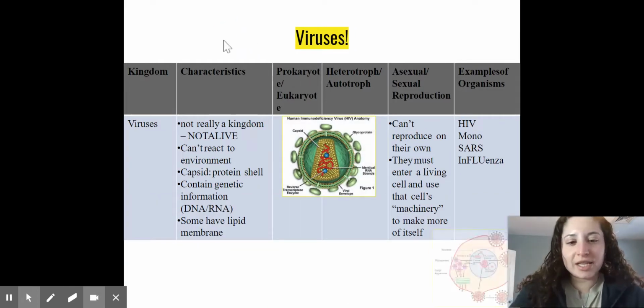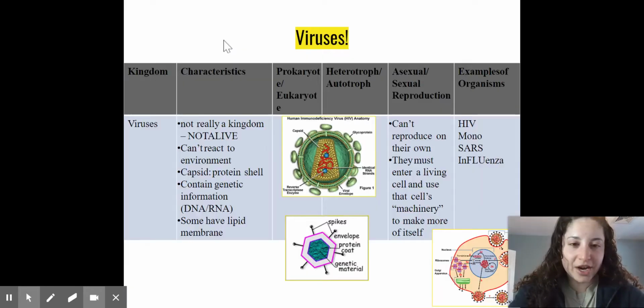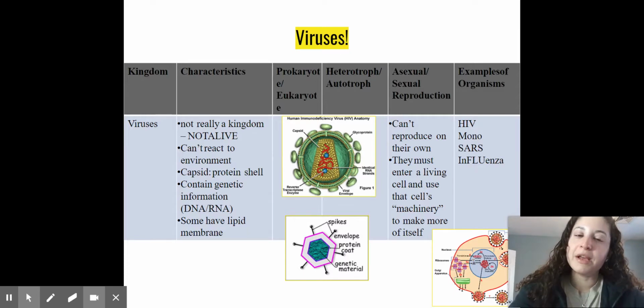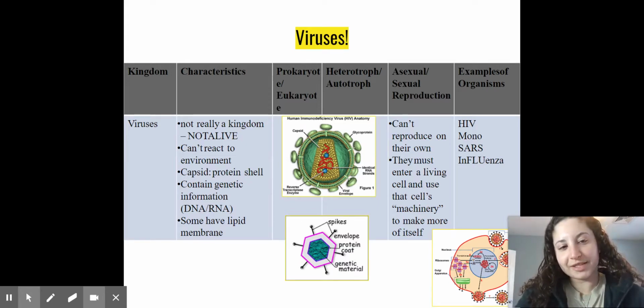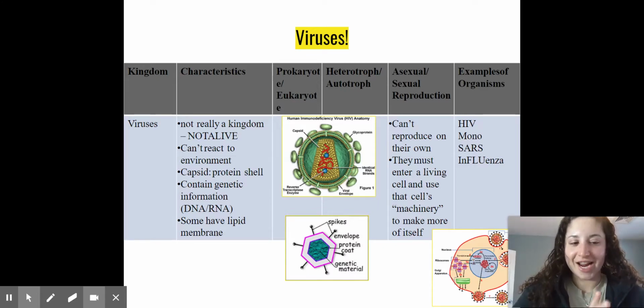All right, so viruses. I know we talked about this in the last unit, but as a quick recap: viruses are not actually living things because they cannot react to their environment. So we're talking about them, but they're not actually alive. They do have DNA or RNA, and they will have some sort of membrane, capsid, all of that stuff. Because they're not living, they are neither prokaryotic nor eukaryotic. They are neither a heterotroph nor an autotroph. They can't reproduce asexually or sexually. They hijack our cells' machinery to make more viruses and then kill our cells in the process.